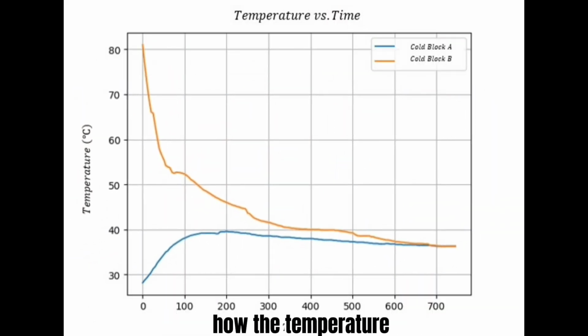This graph shows how the temperature of the cool aluminium block increases while the hot block decreases with time. At the beginning, the temperature difference is large, so heat transfer happens quickly. As time passes, the rate of heat transfer slows down until both blocks reach nearly the same temperature at about 36.3 Celsius. This point is called thermal equilibrium, where there is no more net heat transfer between the two blocks.